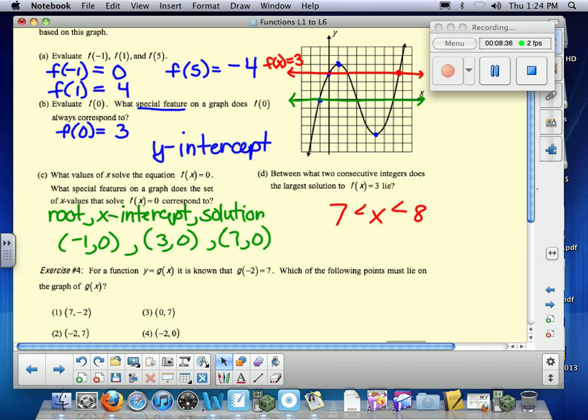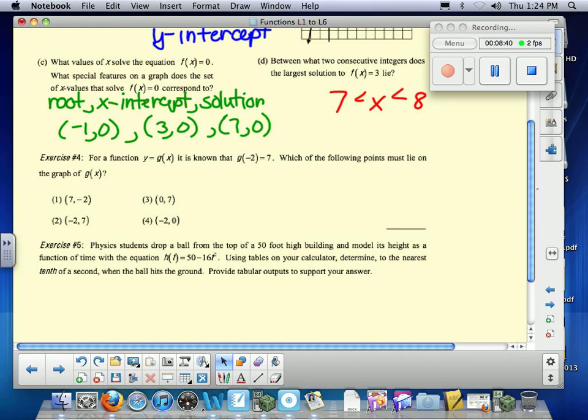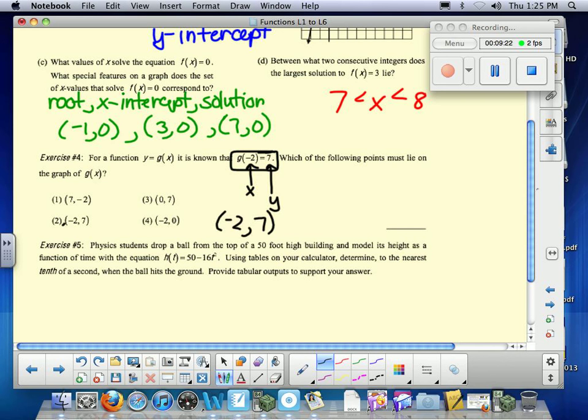And example number 4, please. For a function y equals g of x, it is known that g of negative 2 equals 7. Which of the following points must lie on the graph of g of x? So they want to know, which is the x value and which is the y value? What are the coordinates? Negative 2, 7 are the coordinates. So this is the x value, and this would be our y. So choice 2.